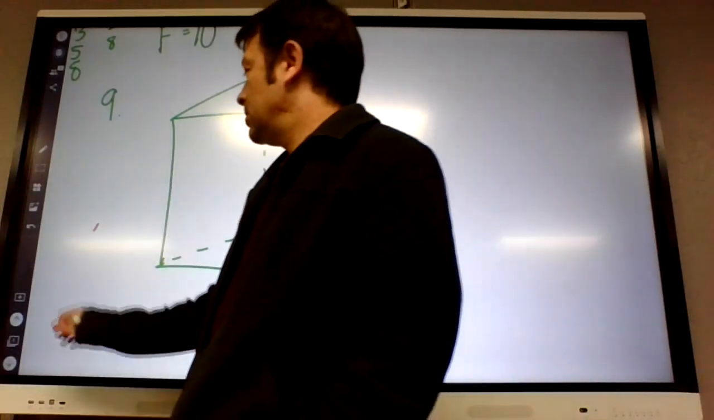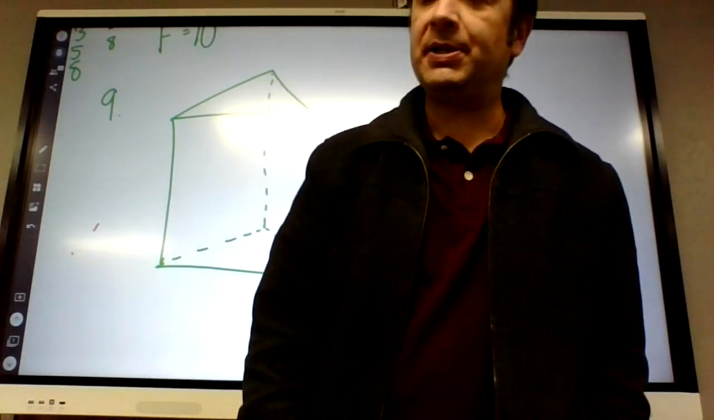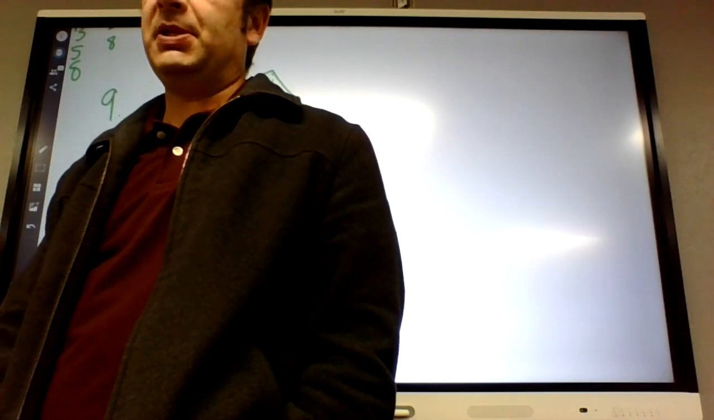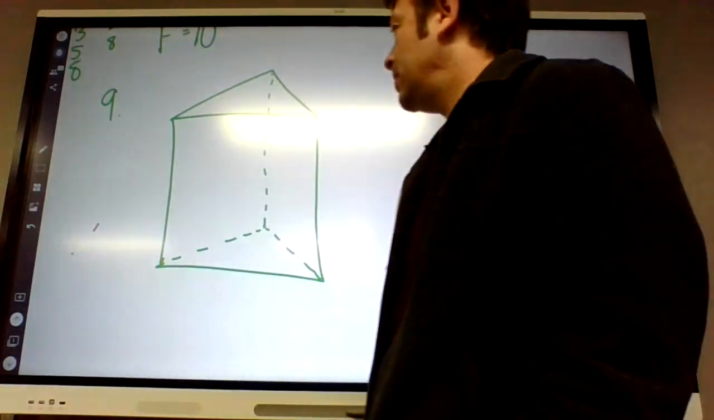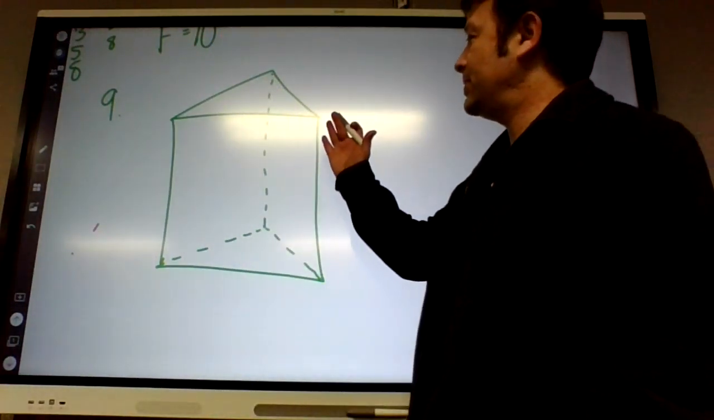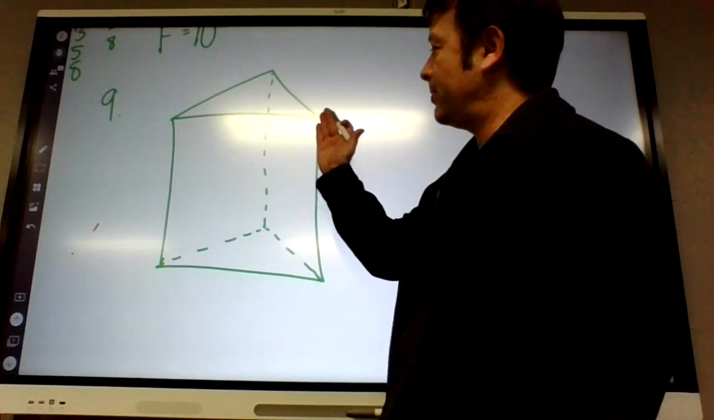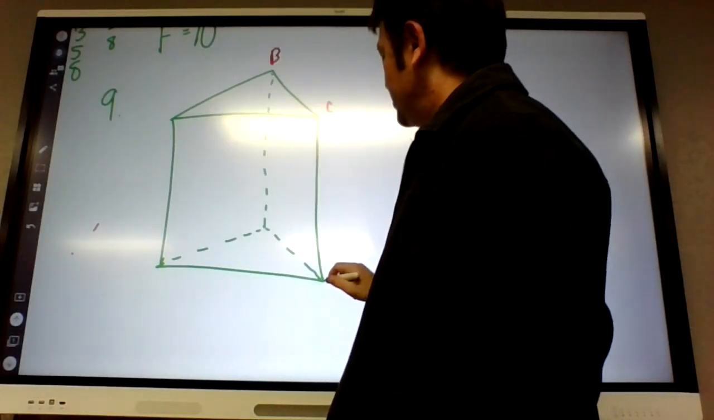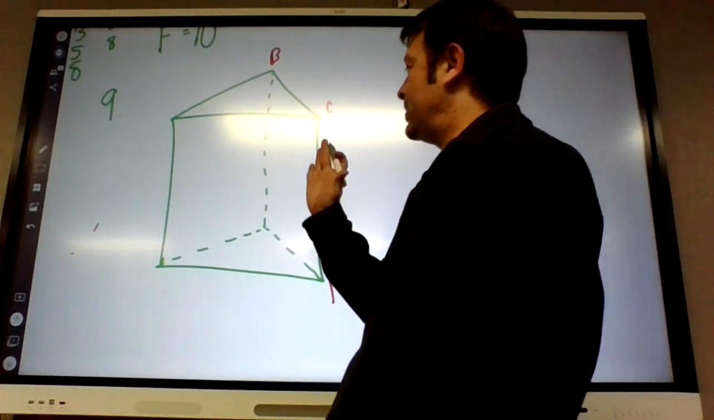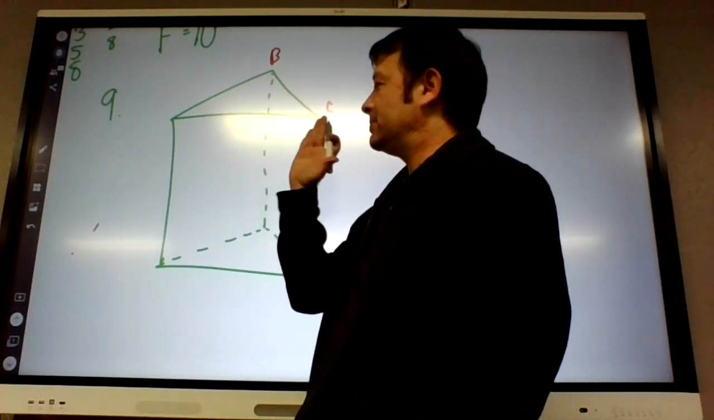Number 9. Okay. Number 9 says: draw a vertical plane parallel to BCFE, but not through AD. Okay, BCFE is this plane over here on the back right side. So how do I draw a vertical plane that's parallel to that?